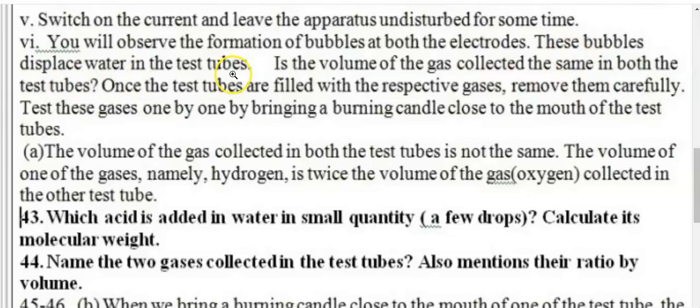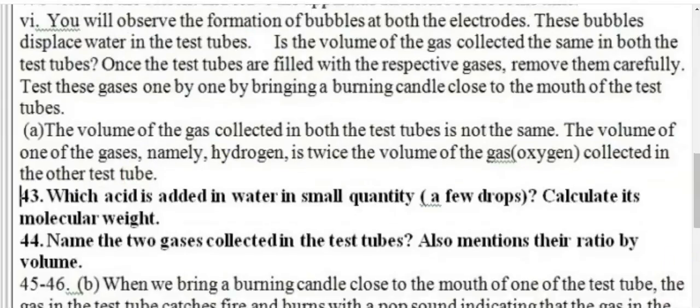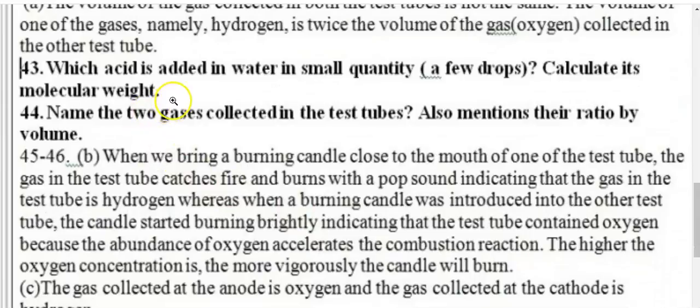These bubbles displace water in the test tubes. Is the volume of the gas collected the same in both the test tubes? No. Hydrogen is always double the volume of oxygen. Once the test tubes are filled with respective gases, remove them carefully. Test these gases and you will find that one is hydrogen, which is twice the volume, and another one is oxygen, which as compared to hydrogen is half. Make this diagram or figure from your book carefully. Which acid is added in water in small quantity? H2SO4.